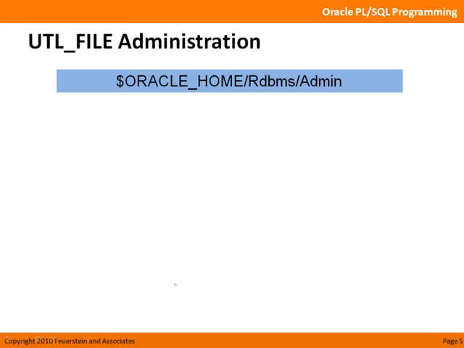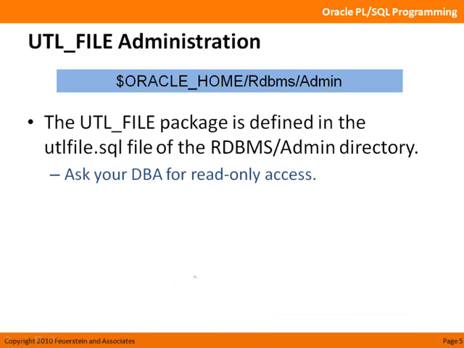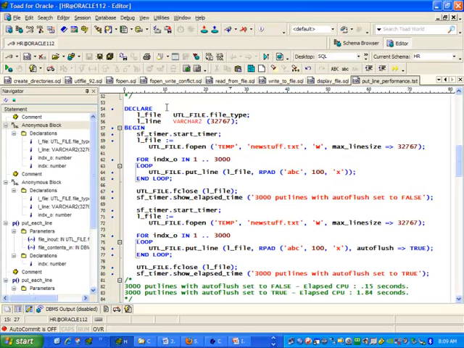So let's talk a little bit about UTL_FILE administration. The UTL_FILE package, like all other built-in packages, is defined in the RDBMS admin directory of your installation. So you go to Oracle Home, drill down to RDBMS admin, and you'll find the utlfile.sql file. In fact, let's take a look.